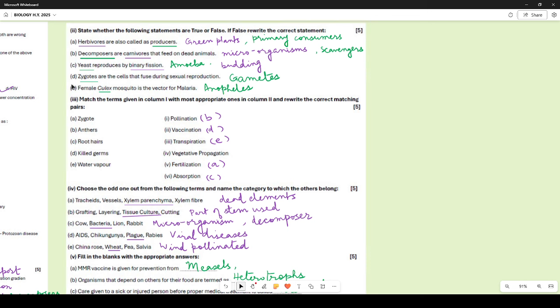No, gametes are the cells that fuse during sexual reproduction. Female Culex mosquito is the vector for malaria. No, it is the female Anopheles mosquito that is the vector.